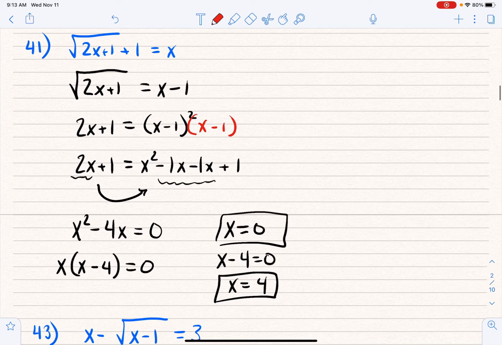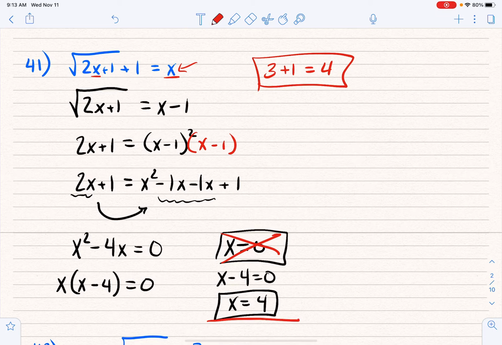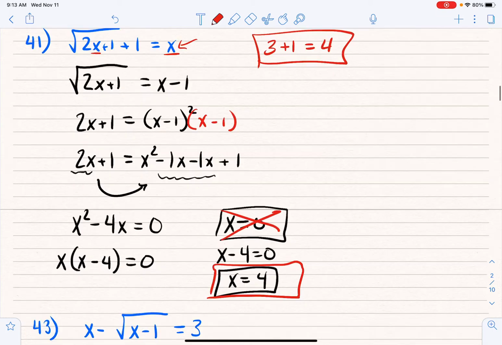On this one, we got to check them. So I plug in 0. If I plug in 0 right here and right here, I would get 0 plus 1 is 1, square root of 1 is 1, 1 plus 1 is 2, and 2 does not equal 0. So this cannot be a solution. I plug in 4, and I get 2 times 4 is 8, plus 1 more is 9. The square root of 9 is 3, and I'd have 3 plus 1 equals x, which is 4, and that's true. Okay, so this is a solution, but not x equals 0.